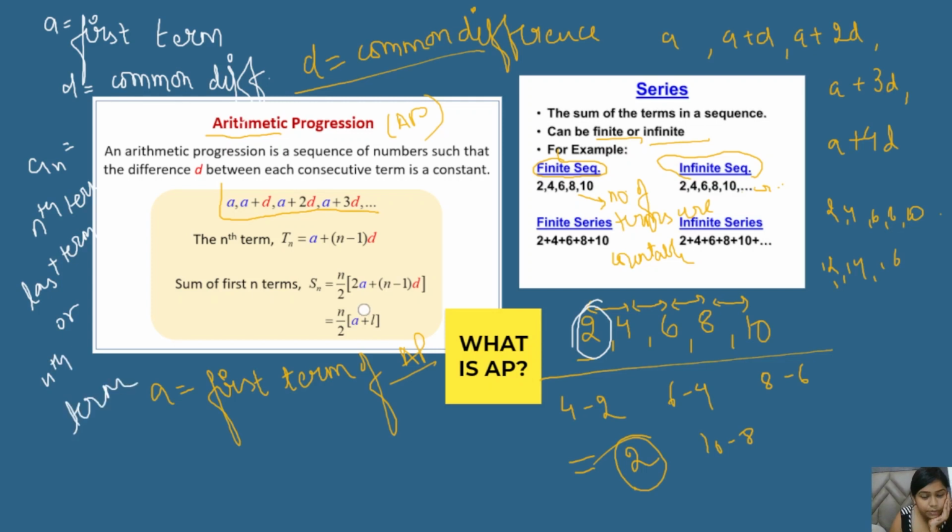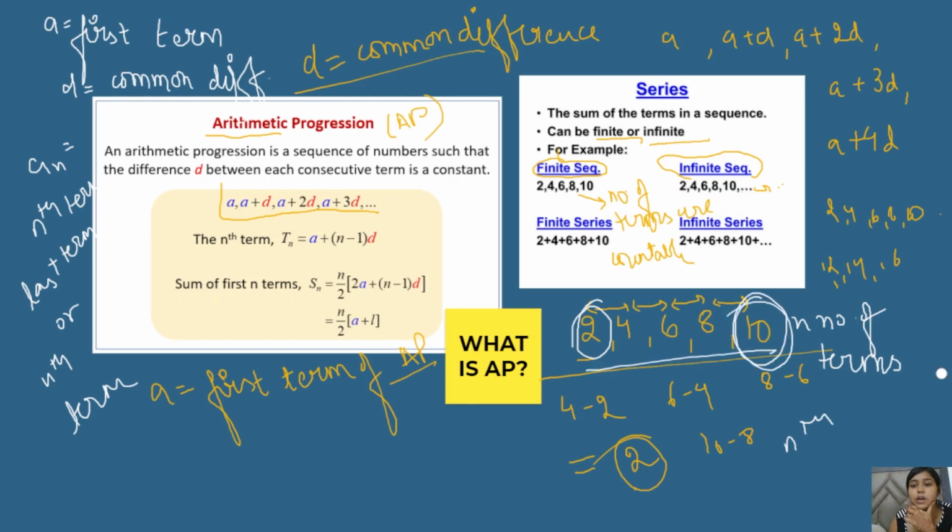For example, we say that there are n number of terms in this particular AP. So the nth term, for example, if there are 5 terms, the fifth term is this. Similarly, if there are n number of terms, then the nth term is known as AN. For example, in this particular AP, 5 terms are there, so AN will be A5.